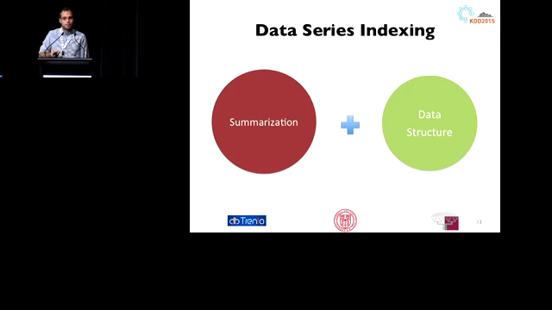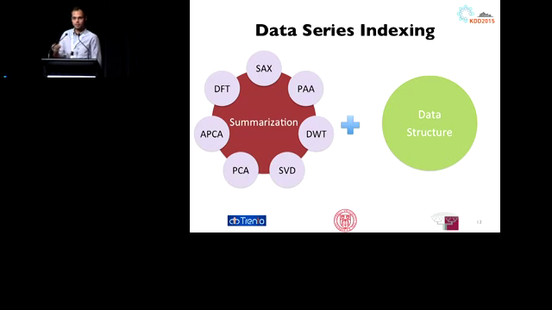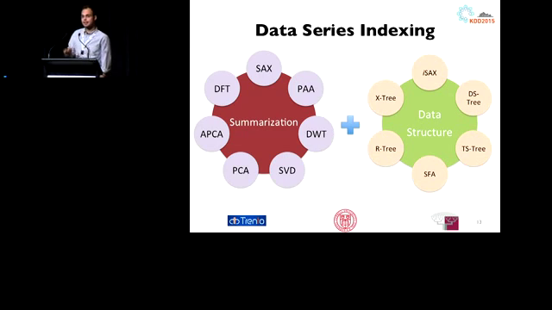Now, in order to solve this problem, scientists have proposed methods such as indexing. And this can be broken down into two parts: summarizing data series using one of a plethora of summarizations, and building an index structure above these summarizations. This index structure can be either a spatial index such as X-trees or R-trees, or a specialized data structure for time series, or data series in general, such as iSAX, DS-Tree, TS-Tree, SFA, and many more.